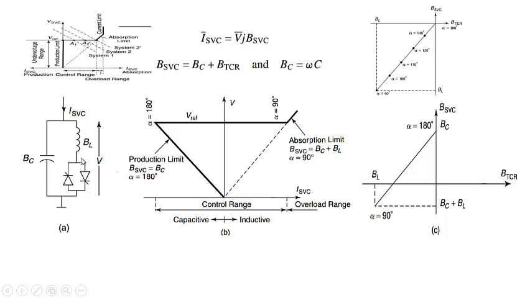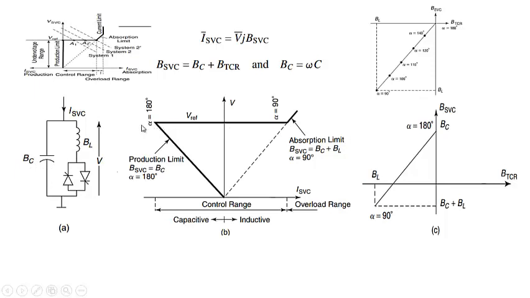We can say we decrease the value of alpha for this TCR. It may reach this point. At this point, you can see the value of current that is drawn by this, and the value of current that is drawn by this is the same.